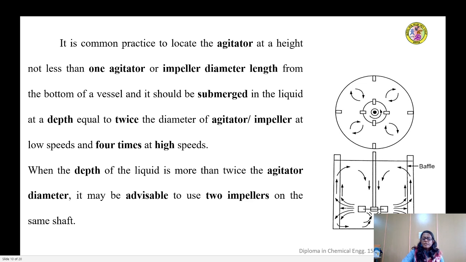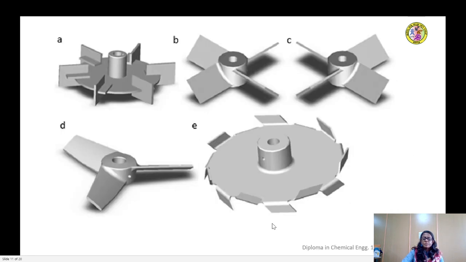If the depth of the liquid is more than twice the agitator diameter, it is advisable to use two impellers on the same shaft. So instead of just one impeller, you can have one more impeller above at a certain distance from the bottom one. That is the kind of mounting used for an agitated vessel where the depth of the liquid is twice the agitator diameter.